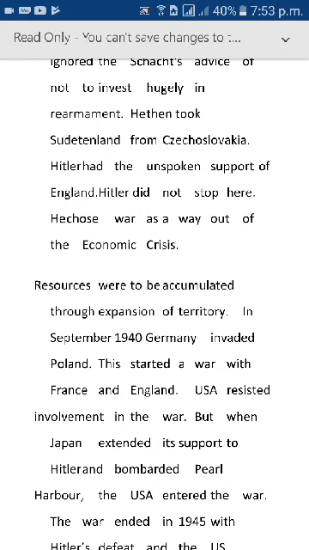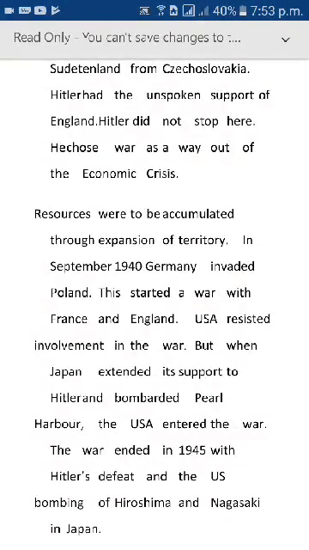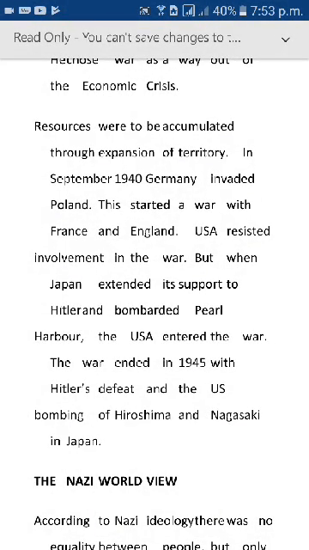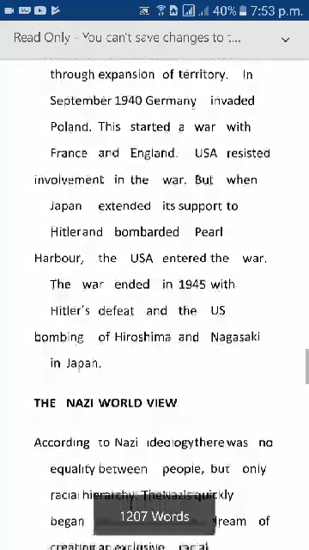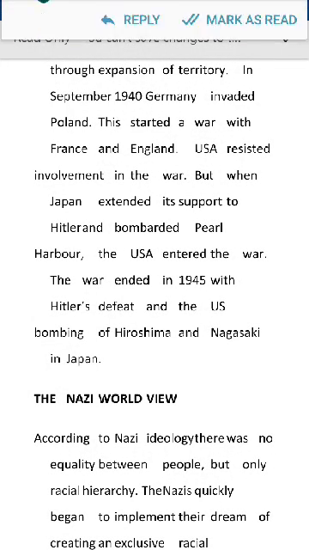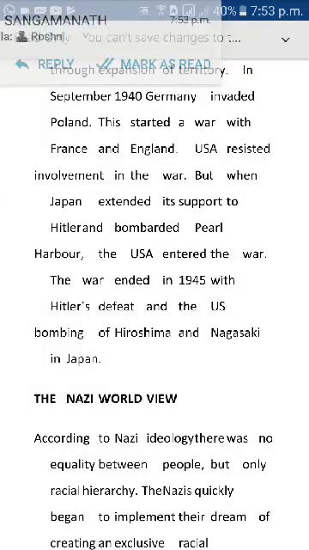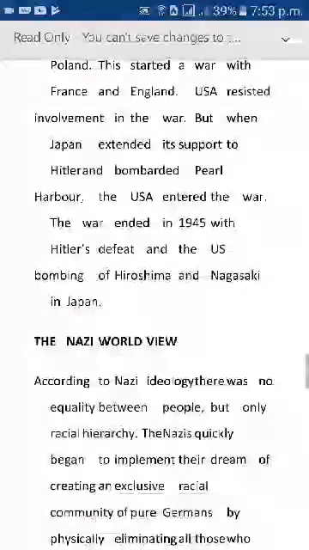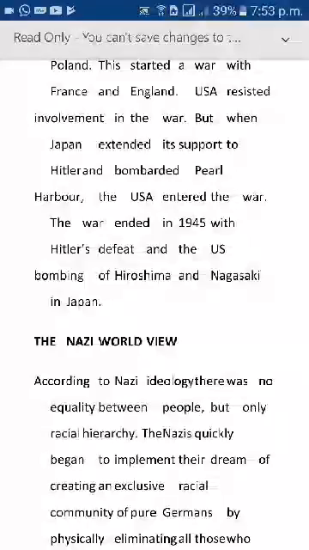Hitler did not stop here. He chose war as a way out of the economic crisis. Then resources were accumulated through expansion of the territory. In September 1940, Germany invaded Poland. This started a war with France and England. The USA resisted involvement in the war, but when Japan extended its support to Hitler and bombarded Pearl Harbor, the USA entered the war. The war ended in 1945 with Hitler's defeat and the US bombing of Hiroshima and Nagasaki in Japan.